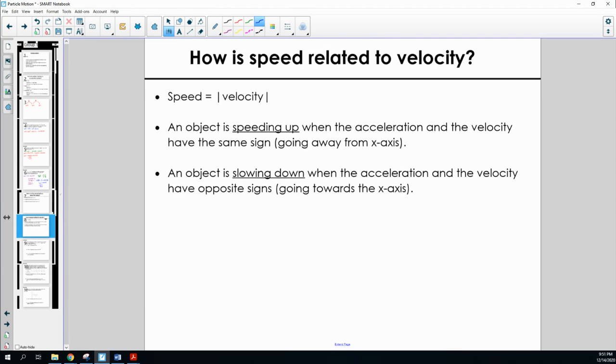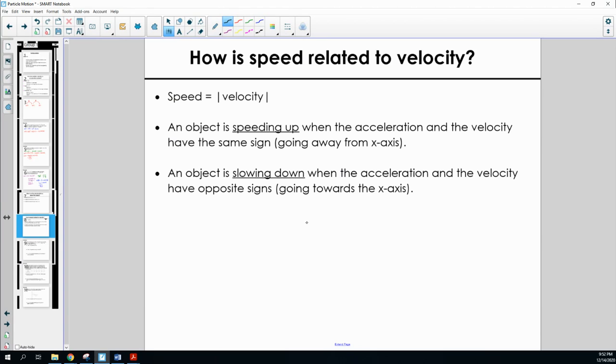Okay, and then how is speed related to velocity? Well, speed is the absolute value of velocity, so speed always is going to be positive. An object is speeding up when the acceleration and the velocity have the same sign. So if you're looking at a graph, it means that it's going away from the x-axis. An object is slowing down when the acceleration and the velocity have opposite signs, which is going towards the x-axis.